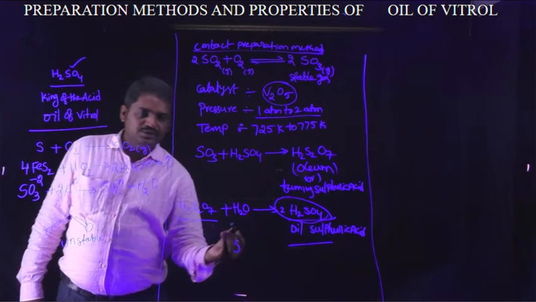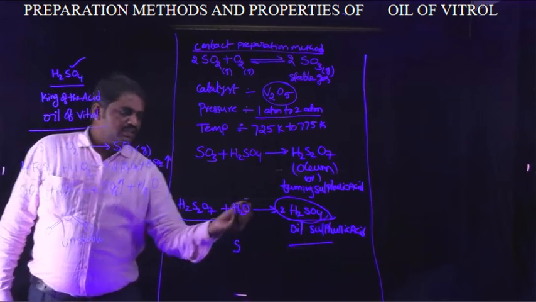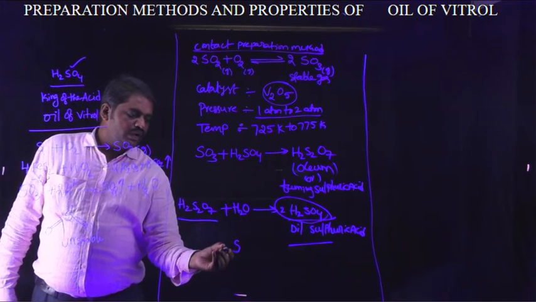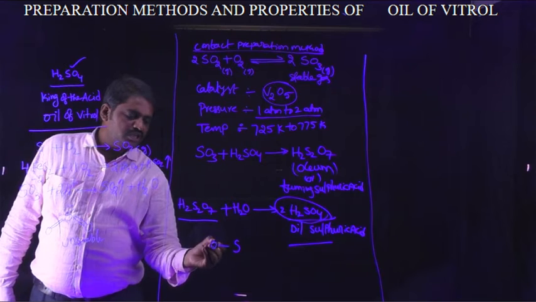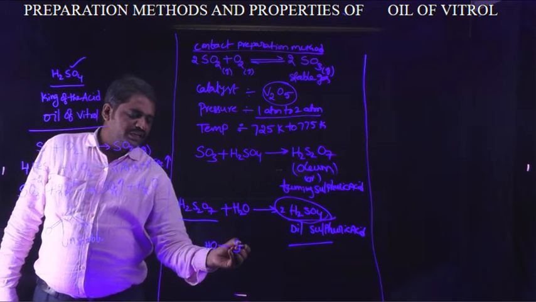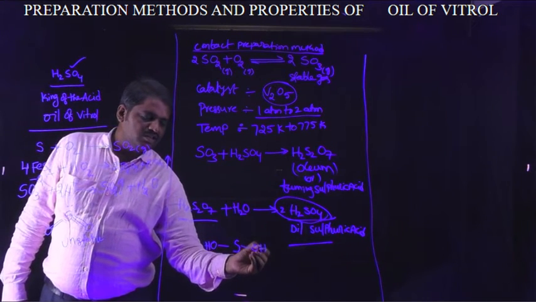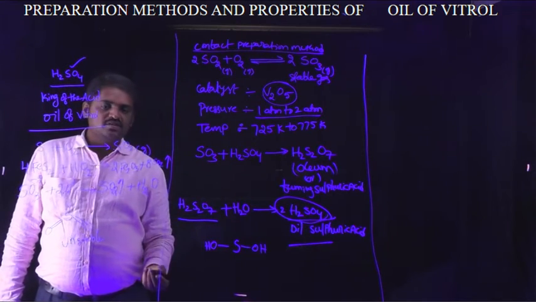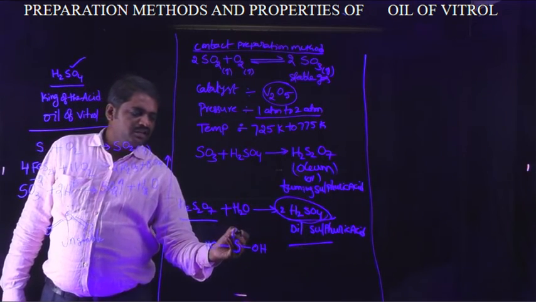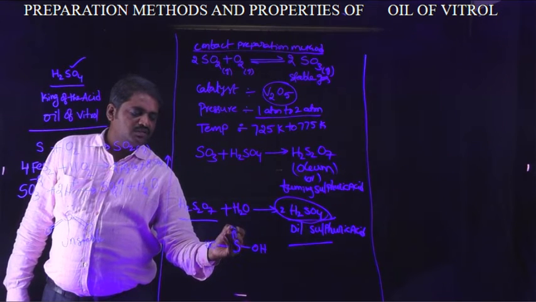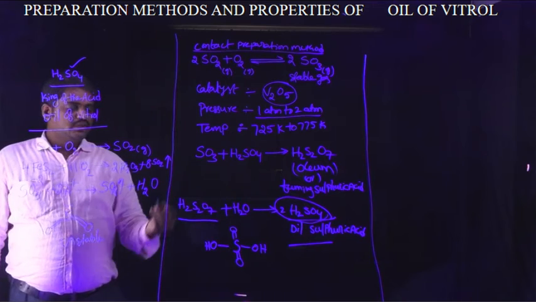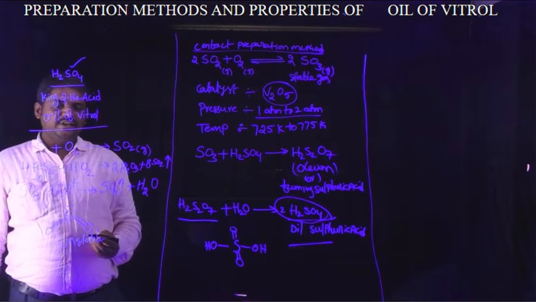Structure of sulfuric acid. The central atom is sulfur, and two hydrogens bind with two oxygens to form two hydroxyl groups. The central sulfur atom contains two hydroxyl groups, and the remaining two oxygen atoms are bound by double bonds to sulfur. This is the structure of sulfuric acid.